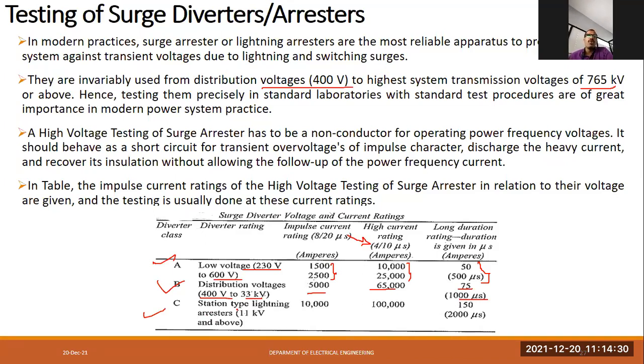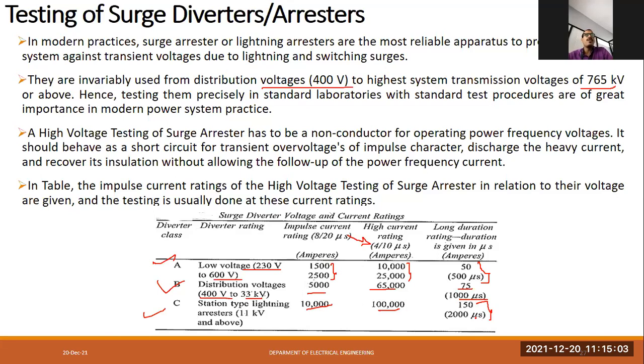That means whatever the power station, generation station, or transmission stations are there, which are above 11 kV, or equal to 11 kV or above in rating, at that time the impulse current rating is around 10,000 ampere for the 8 by 20 microsecond, and it is around 10 times that for the high current rating. So that may be 1 lakh amperes. It has a longer duration of time, about 150 to 2000 microseconds.